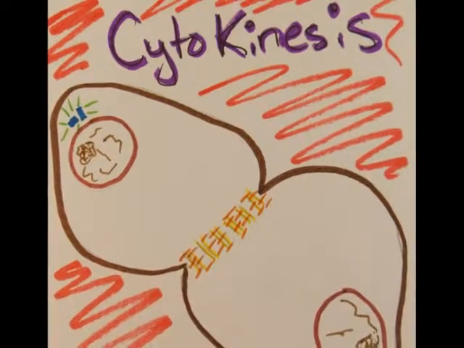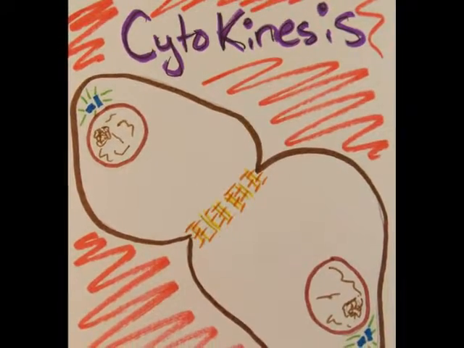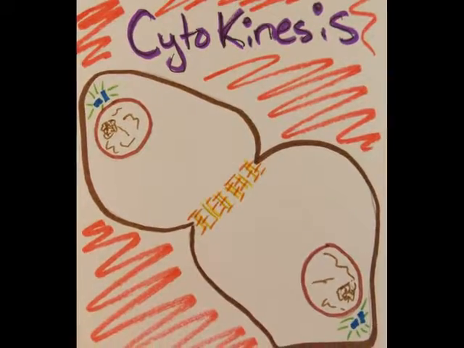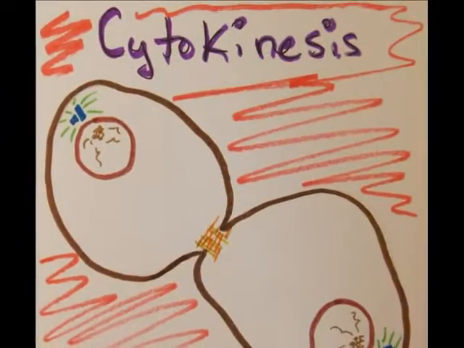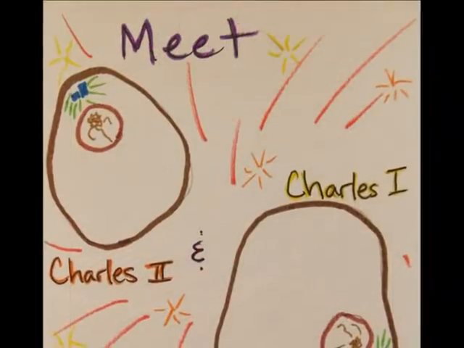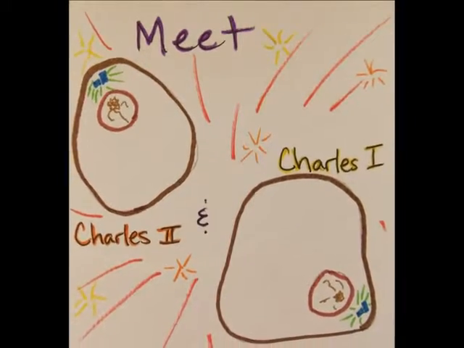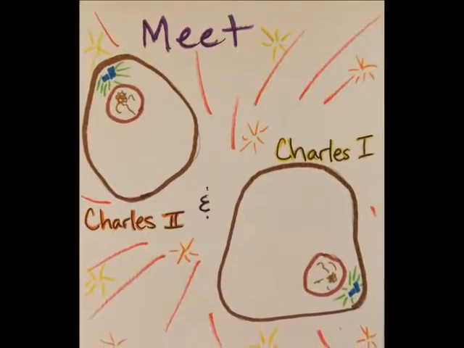Cytokinesis is the process of Charles splitting into 2 cells. In animal cells, like Charles, the fibers pinch the cells off from each other. In a plant cell, a cell wall simply forms and separates the 2 cells. I am proud to now introduce you to Charles II. And of course, you know Charles I.